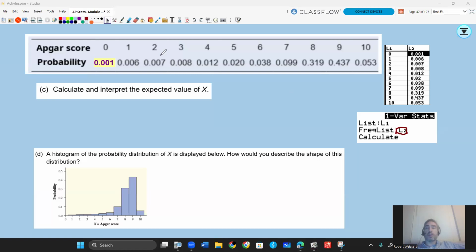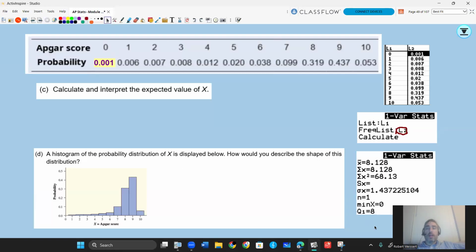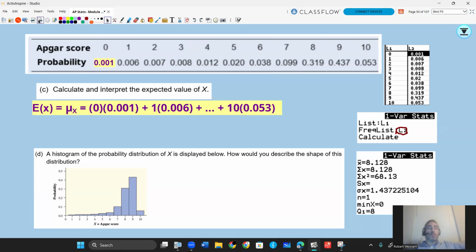And then get your calculations using your one variable stats. And you're going to get a mean of 8.128. And remember, the mean is the expected value. So we write our little notation, E of X, which is equal to mu of X. And then you write a couple iterations of your formula. I'm not writing all 11 of these.